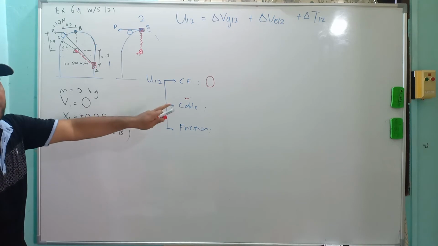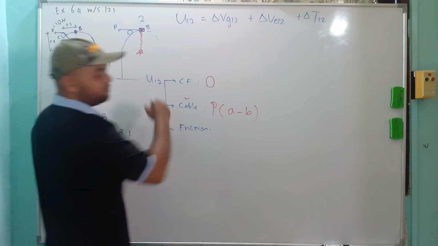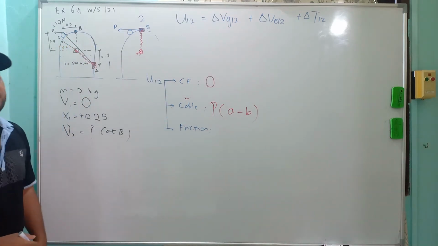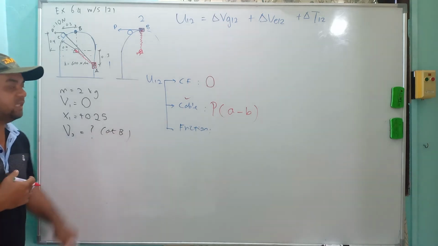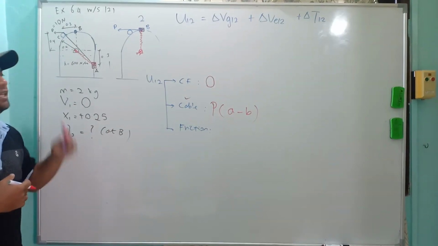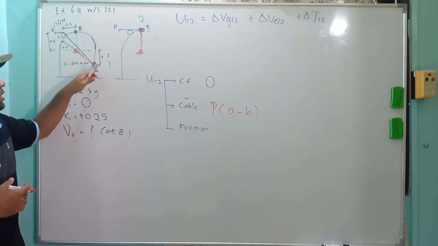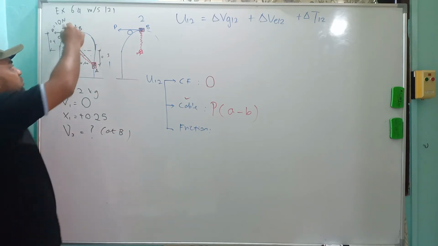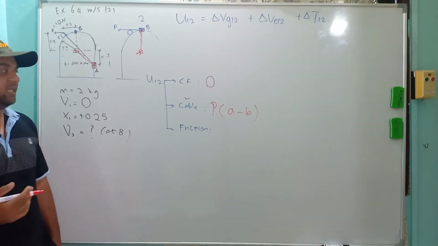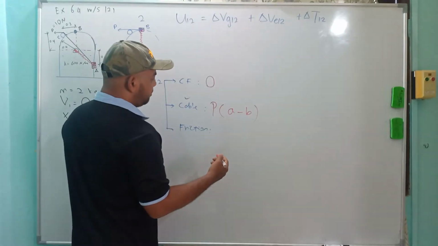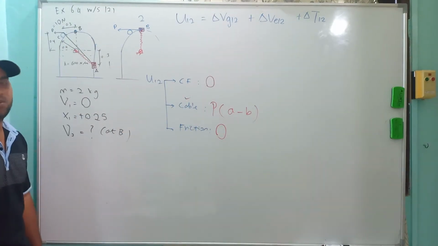So you have a cable, which is the equation P times (A minus B). A minus B is the change in the length of the cable. Then the third one, friction. Nothing is said about the friction. If the system said that the friction for the collar is something, then you calculate the distance. Now there is nothing said for the friction, meaning that there's no friction calculated from here. So again you put it as 0.